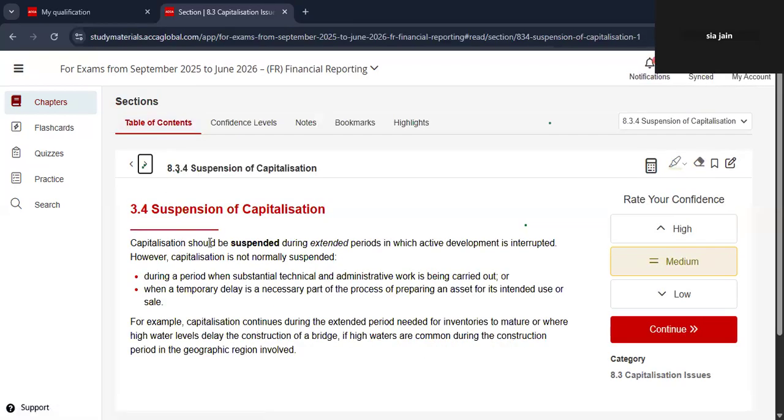Suspension of capitalization. Capitalization should be suspended during extended periods in which active development is interrupted. However, capitalization is not normally suspended during a period when substantial technical and administrative work is being carried out, or when a temporary delay is a necessary part of the process of preparing an asset for its intended use or sale. So, as I stated earlier, you have to suspend capitalization when you're not actively doing something or contributing something to build your asset. Then you cannot capitalize those interest amounts. If you have stopped performing your work, then for that time period at least you cannot capitalize your interest expenses.